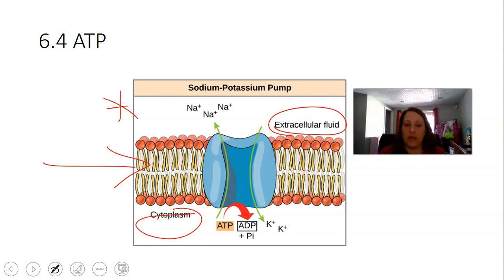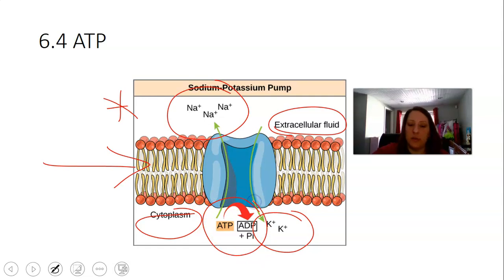And so what's going to happen is this blue thing in the membrane, that's the protein. It's a carrier protein. It's going to pump 3 sodium ions out and pump in 2 potassium ions. And it's pumping those ions against an electrochemical gradient to build up that gradient. And so how does it do that? It needs energy. Where does that energy come from? Well, that's where ATP comes into play here as well.